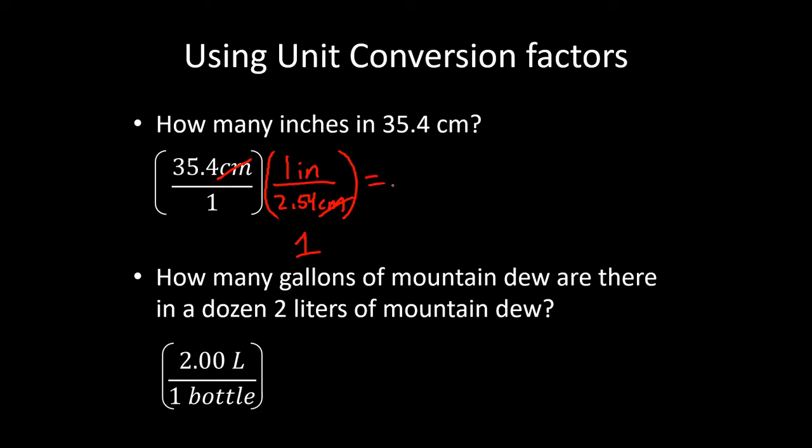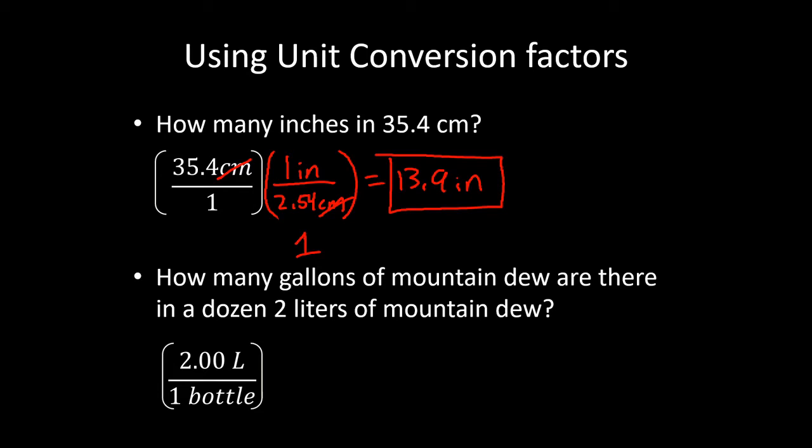And so if I do that math now, I have 35.4 divided by 2.54. That is 13.9. And actually I have to cut it off there because I only get 3 sig figs. So 13.9 inches. So that is the same physical distance as 35.4 centimeters, only now we're describing it in inches.